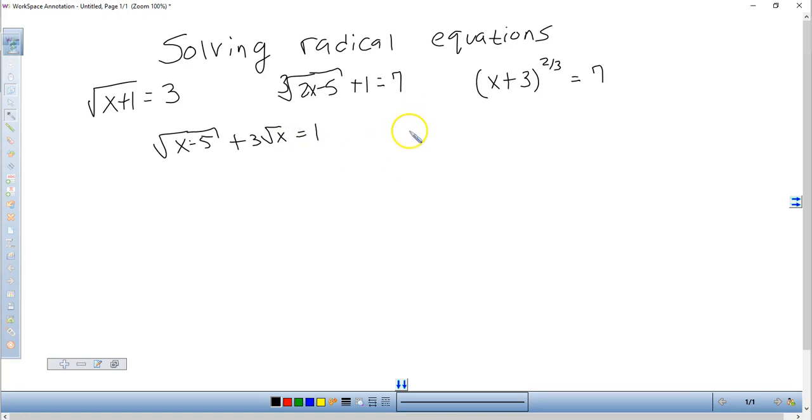We could even talk about some weird ones like square root of x plus 3 plus 2, we have a 3 in the front, equals x. If you talk about something like that, all kinds of varying types. So today we're going to work on 10 problems, a couple of each type.